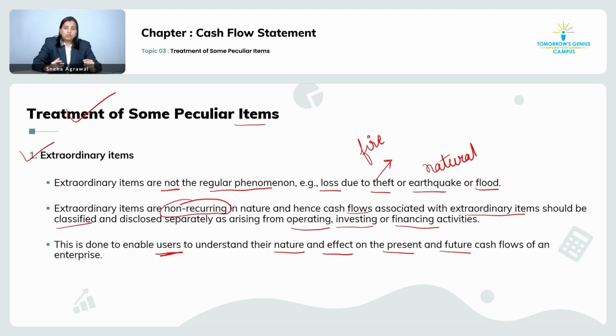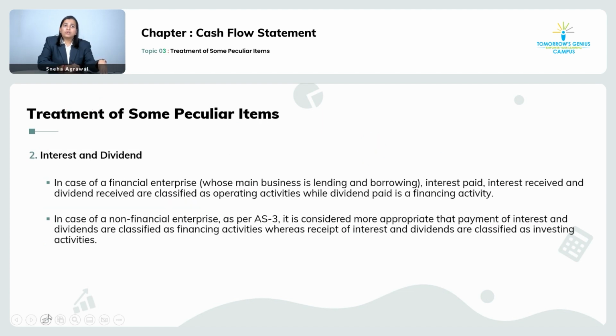Because you won't know what will happen in the future, right? So these extraordinary items help enable the users to know the effect on present as well as future cash flows of the enterprise. Then your second kind of peculiar item is interest and dividend.